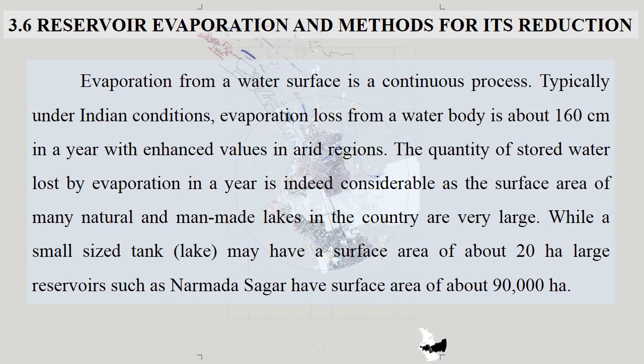Evaporation from a water surface is a continuous process. Typically under Indian conditions, evaporation loss from a water body is about 160 cm in a year, with enhanced values in arid regions. The quantity of stored water lost by evaporation in a year is indeed considerable, as the surface area of many natural and man-made lakes in the country is very large. While a small-sized tank or lake may have a surface area of about 20 ha, large reservoirs such as Narmada Sagar have a surface area of about 19,000 ha.